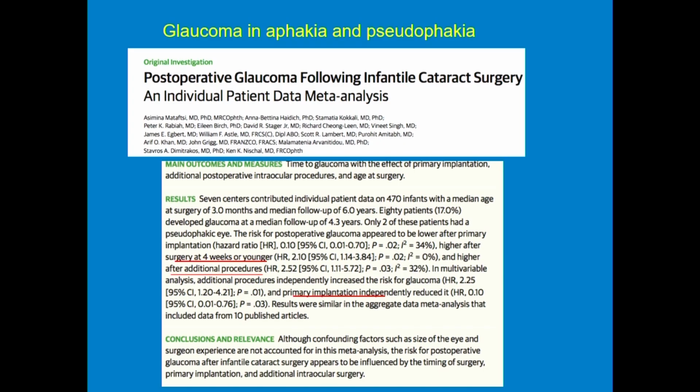Can anyone tell me what hazard ratio means? Supposing this says 4 weeks or younger, HR is 2.1. What it means actually is that if you have 2 children, one who's above 4 weeks of age, one who's less than 4 weeks of age, the child who's less than 4 weeks of age has 2 times a higher risk of developing glaucoma compared to one who is older. So that's what hazard ratio means.